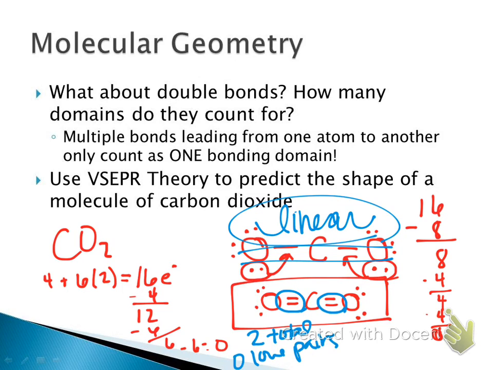So to recap there, if we've got a double bond or a triple bond, it still counts as a single domain because it's leading to one atom. Okay? And when we're looking at lone pairs, it's important we don't count the lone pairs on outside atoms. We're looking only at the central atom. So carbon here is our central atom. It's got 2 bonding domains, no lone pairs, which gives us a linear geometry.